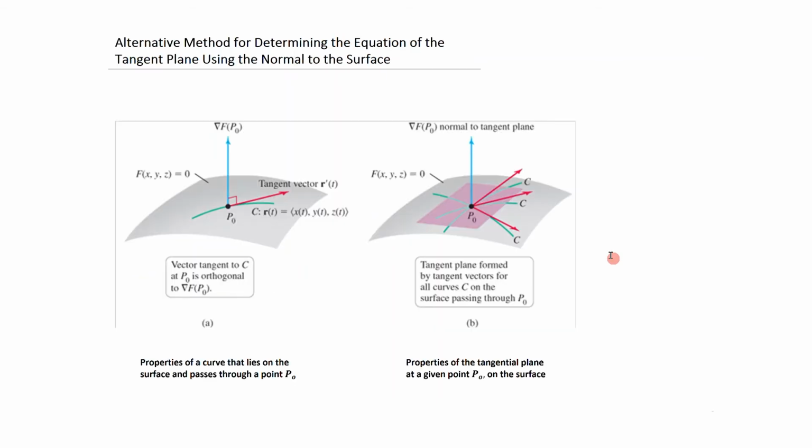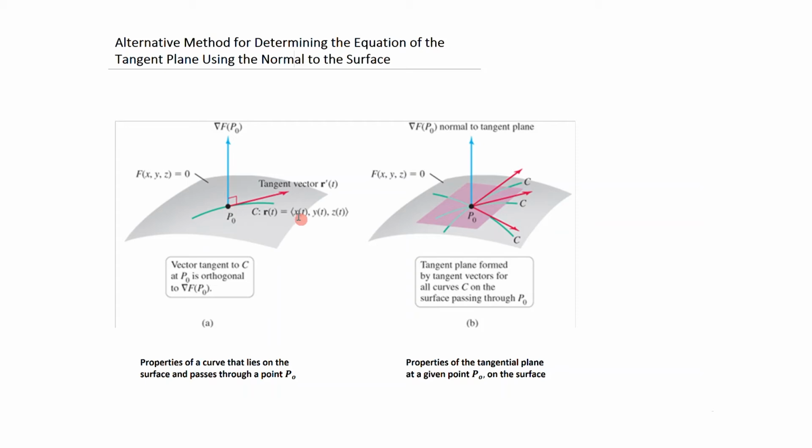All right, so let's look at an alternate method for determining the equation of the tangent plane, but using the normal to the curved surface. So I've got two pictures here. The first picture indicates that the gradient of a function, the implicit function, is normal to the surface at a given point. At the same time, we can draw a curve that is sitting on the curved surface, and each point along that curve can be described by a position vector. In this case it's in parametrized form, and so this would trace out every point along the green line as t is advanced.